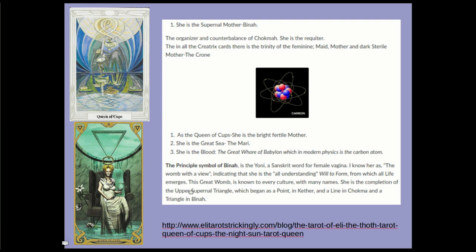She is the completion of the upper supernal triangle, which begin as a point in Kether, and line, and Shakma, and all that stuff. I don't know. So it's gibberish to me, some of it. But that's just because I haven't taken the time to finish mastering all of this. I decided I'd put it up and then I'll clarify as I go. But she is the mother.